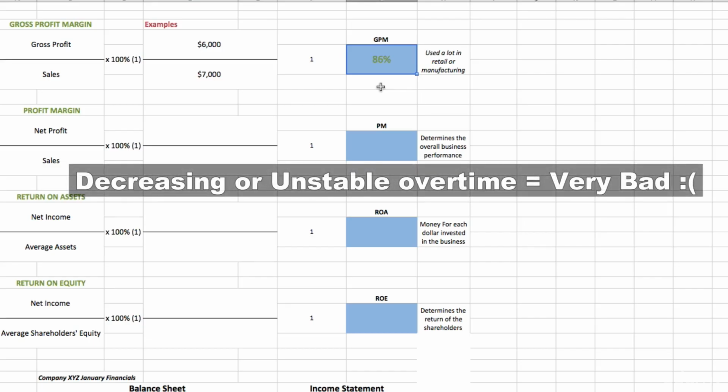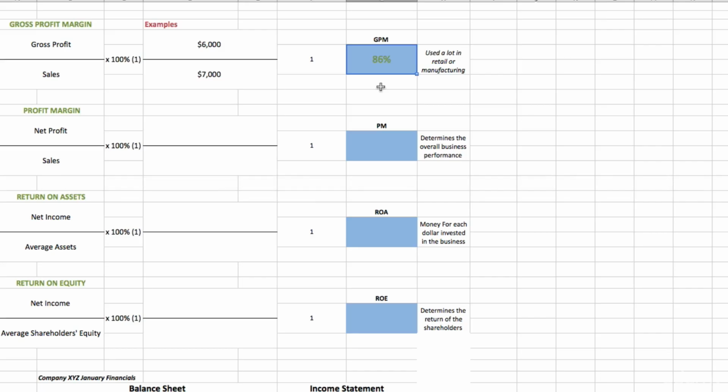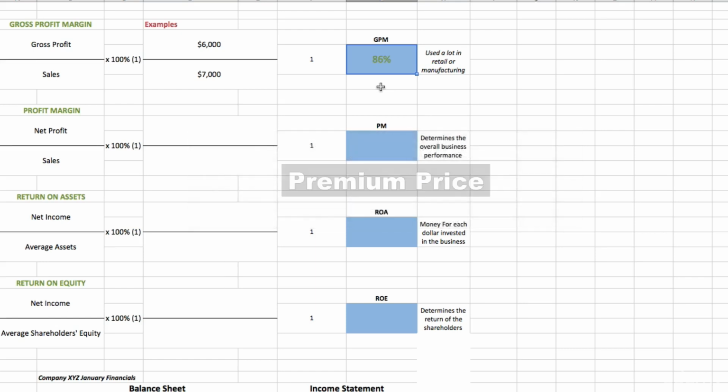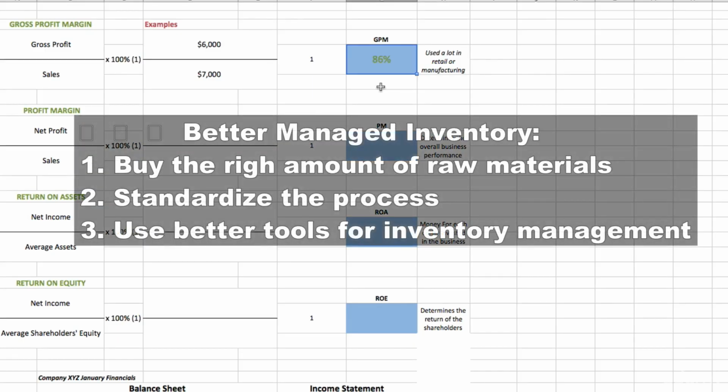But what are the two factors which affect our gross profit margin? First of all, the sales. It means that if we are able to either increase the quantity of the items that we sell, or we are actually able to charge a higher price, therefore to sell the product at a premium price, we are able to increase our gross profit margin. And on the other hand, also if we are able to actually reduce the inventories, or actually to manage our inventories so that with a lower amount of raw material we're able to produce a higher amount of items that we are going to sell.